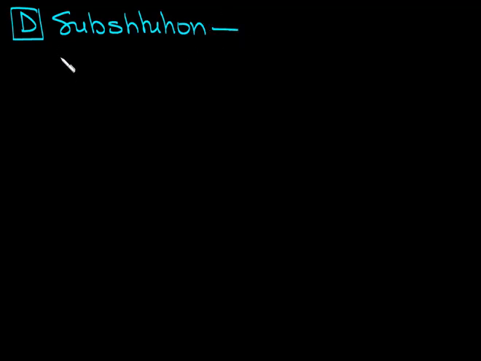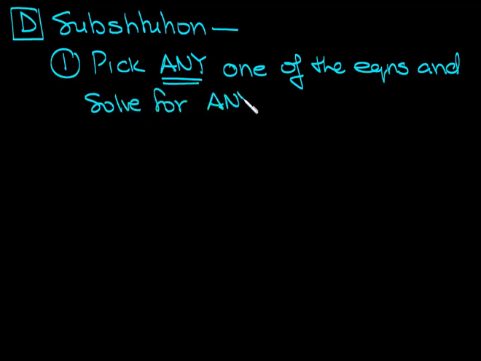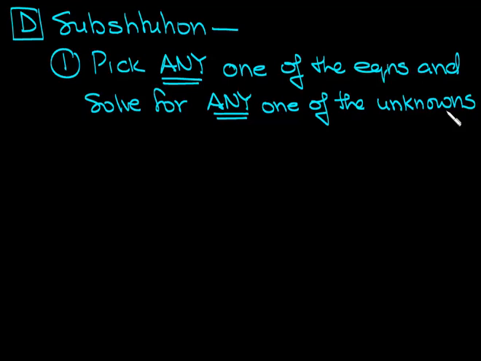So how do we go about doing that? It's just two steps. So we pick any, and I'll capitalize the word any because it really doesn't matter. We pick any one of the equations and solve for any one of the unknowns. So that's a lot of freedom there. I have two equations, I can pick any one of those, and I have two unknowns, variables, so I can pick any one of those variables. It doesn't matter which one you pick. If you do the algebra correctly, you'll always get the same answer.